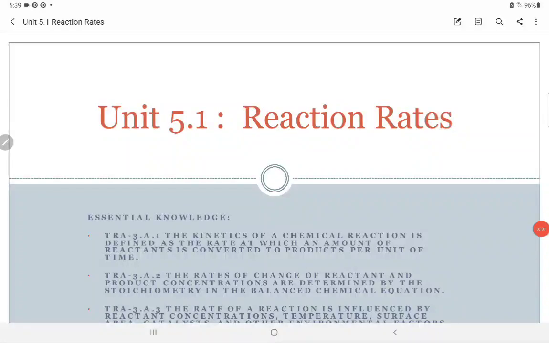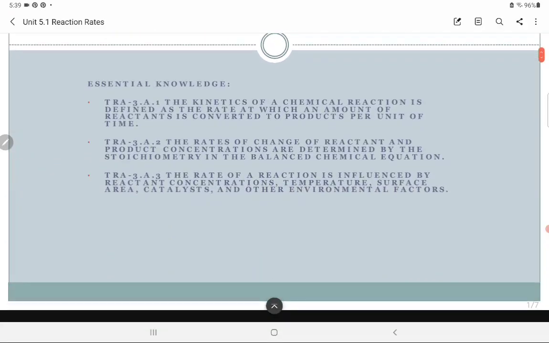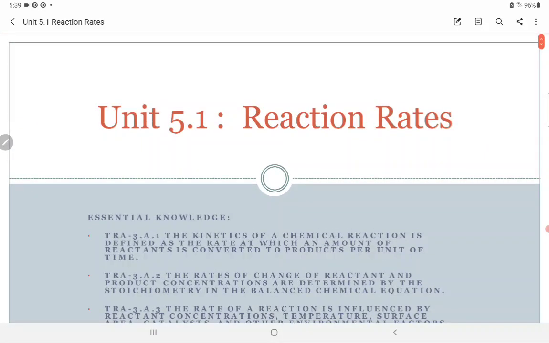Okay, we're going to introduce kinetics. This is brand new to you guys. I don't think you studied any kinetics last year in first year chem. So our first section is reaction rates. So, by the way, kinetics will be the study of rates of reaction.